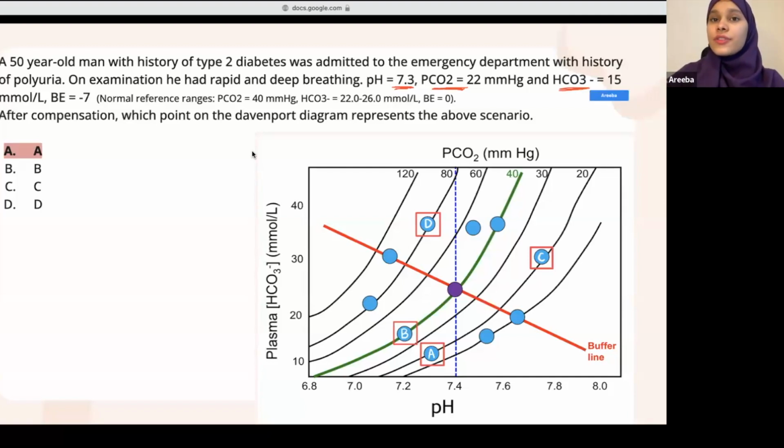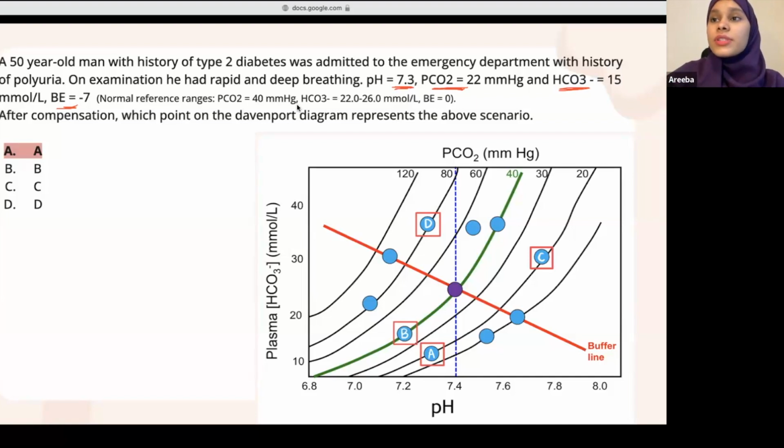We see bicarbonate is 15, and the base excess is -7. Whenever base excess is a negative value, that indicates acidosis, okay? Because we have the formula: the actual amount of bases in the body minus the normal amount. If the actual amount is less than the normal amount, we're going to have a negative. That represents acidosis because these bases are being used up to buffer, right? That's why the actual amount would be less than normal, and that's why we have a negative base excess. So we determined that it is metabolic acidosis.